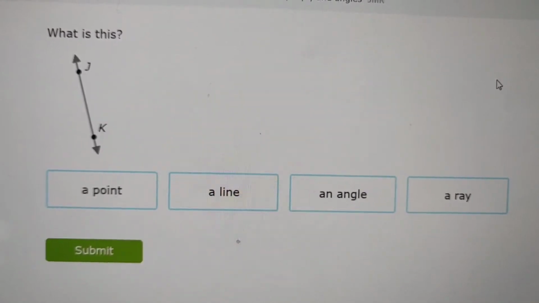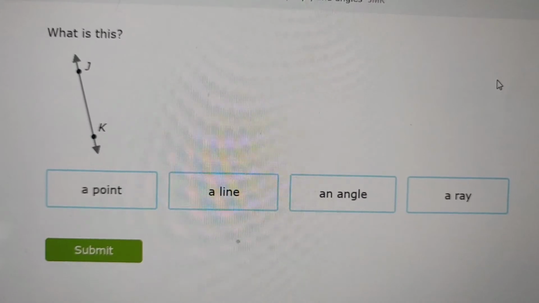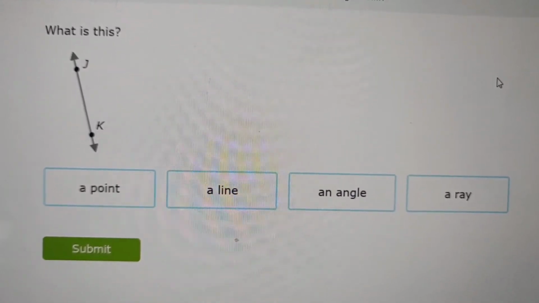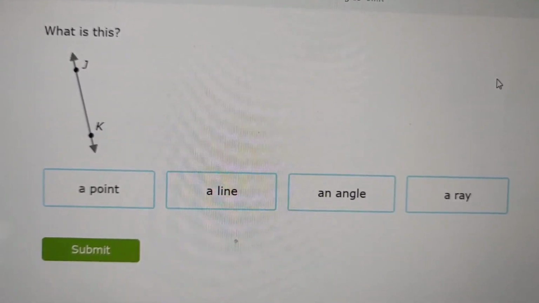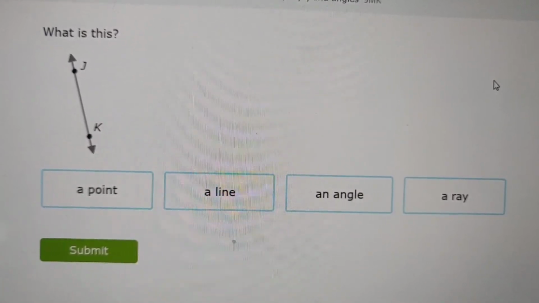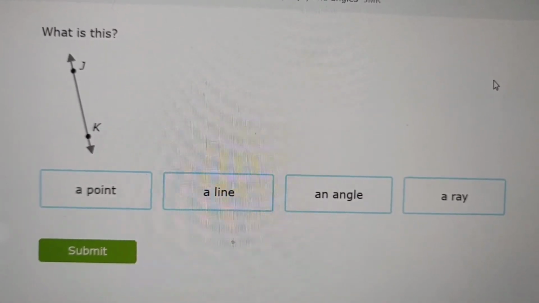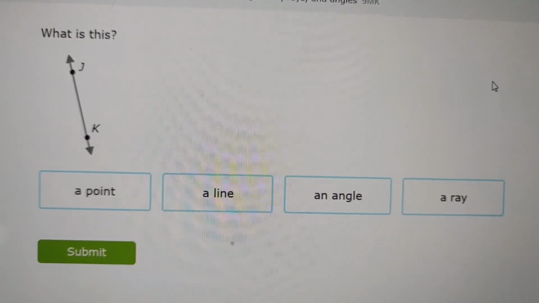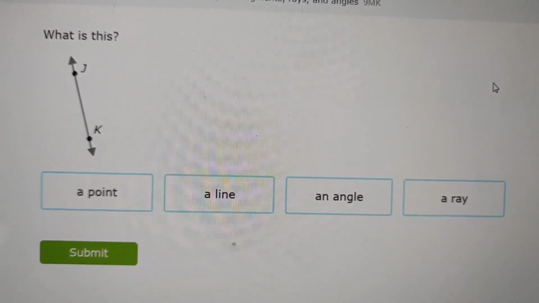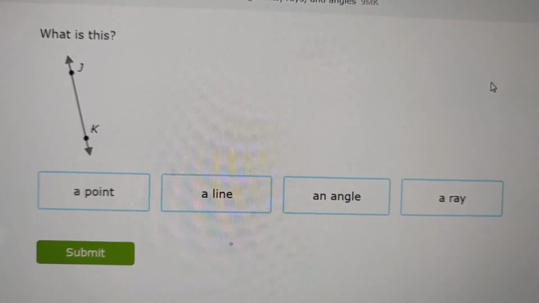Okay, welcome back. So it's not a point. We do have 2 points there, but we can see there's a lot more than that. Is it a line? Well, I noticed that if we go from point J to point K and we keep going, there's an arrow that shows it goes in that direction forever and ever. And if we start at point K, go past point J, there's an arrow showing it goes in the other direction forever and ever.